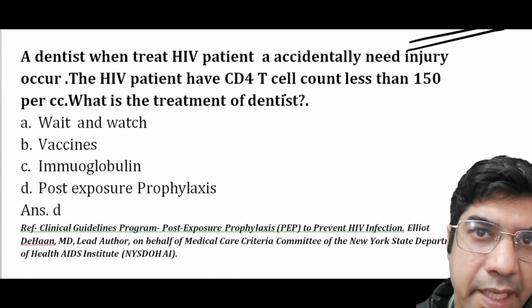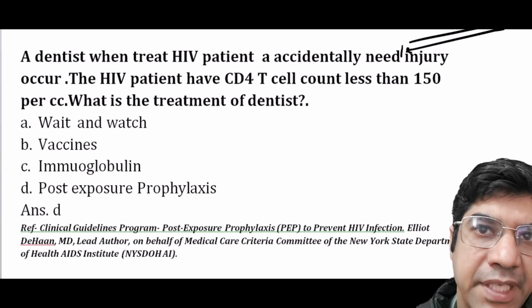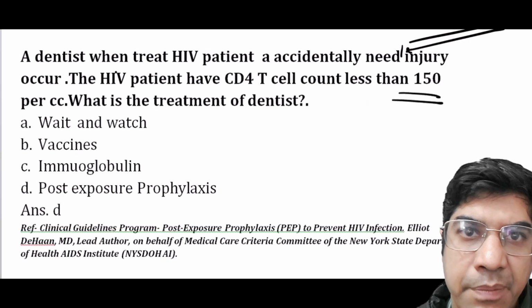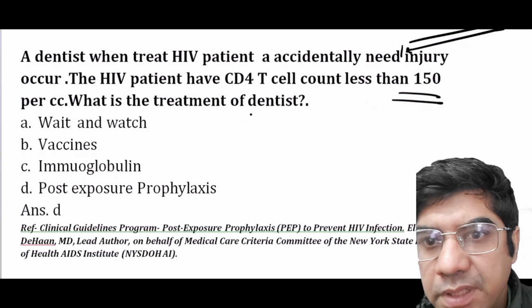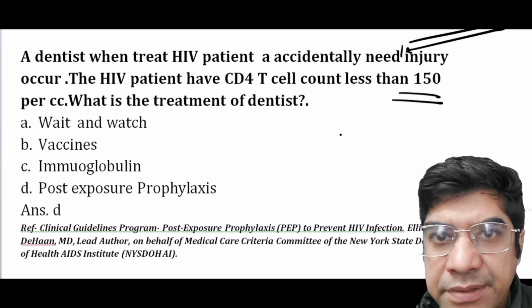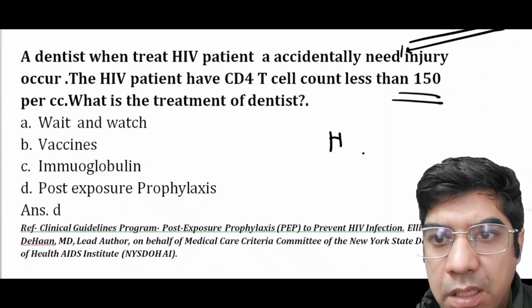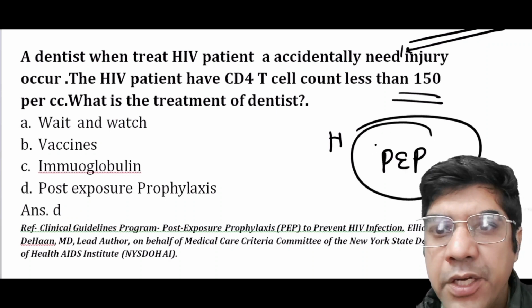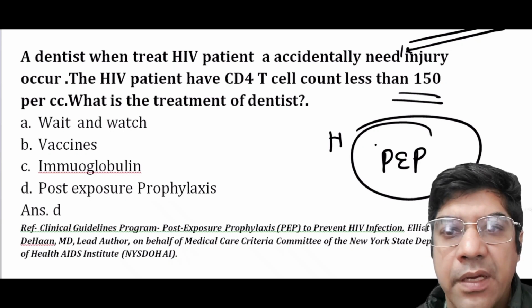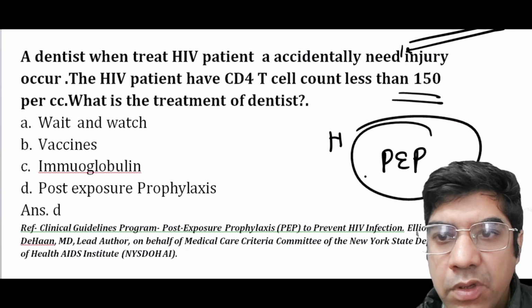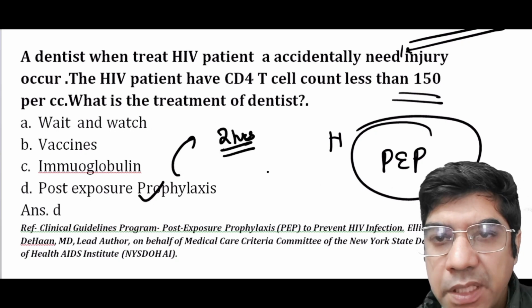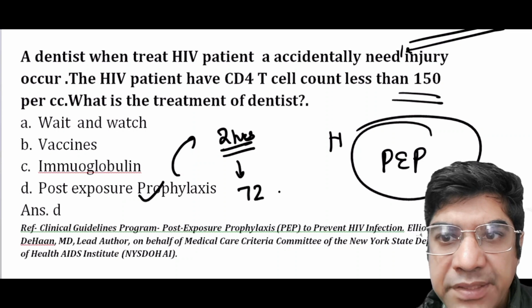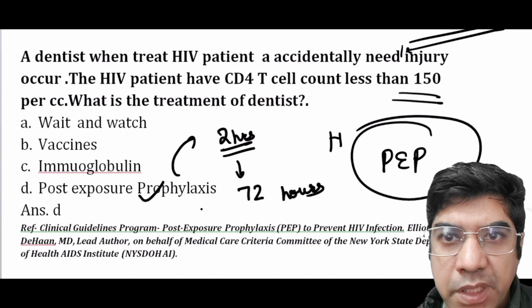Coming to the next question: a dentist treating an HIV patient accidentally has a needle injury. The HIV patient has a CD4 T cell count of less than 150 per cc. What is the treatment for the dentist? The treatment is to initiate post-exposure prophylaxis. It is a preventive measure to reduce the risk of HIV transmission when a potential exposure occurs. Remember, post-exposure prophylaxis should be initiated within 2 hours of exposure, and it should not be delayed beyond 72 hours after exposure.